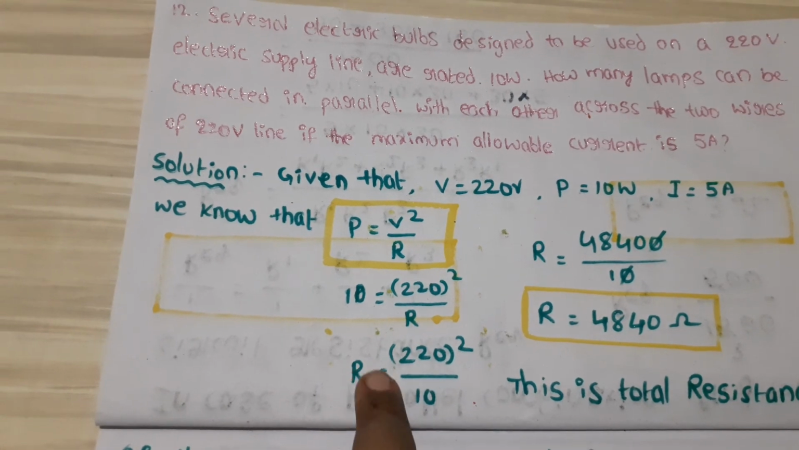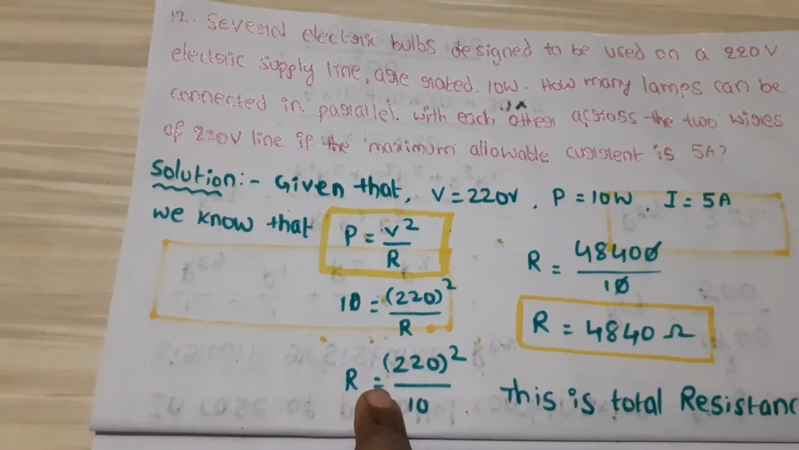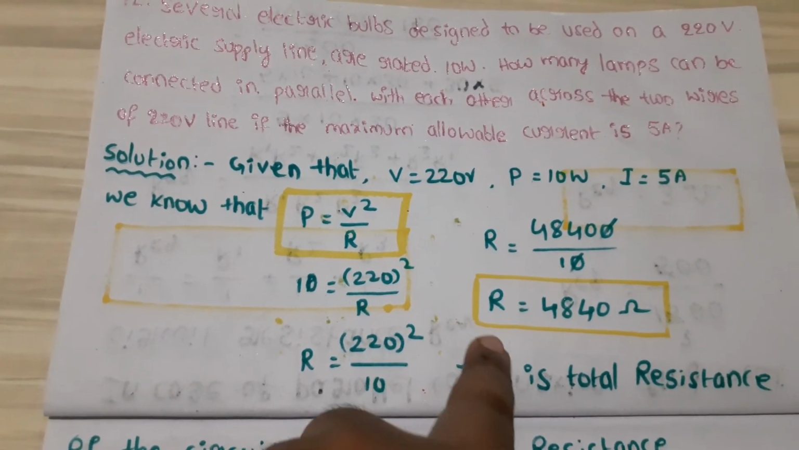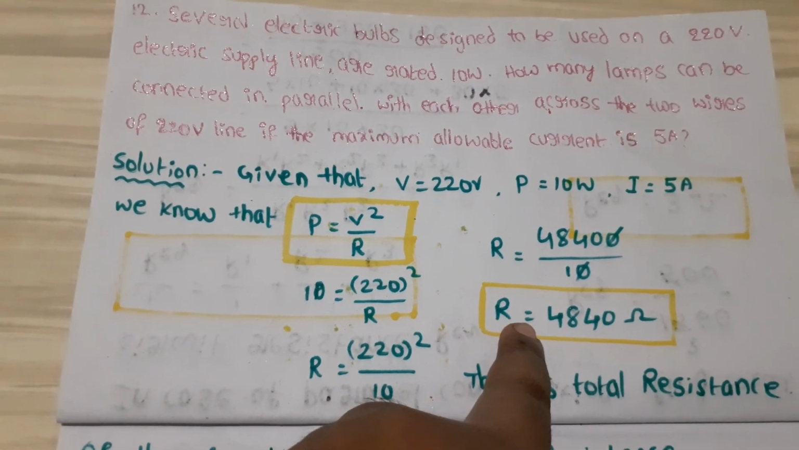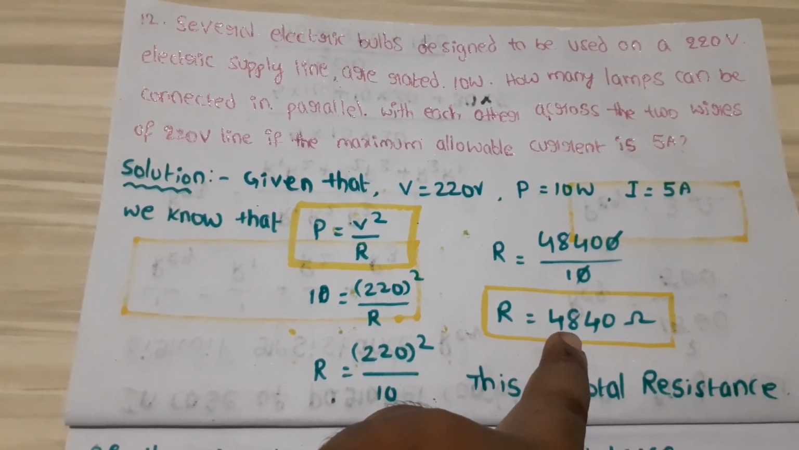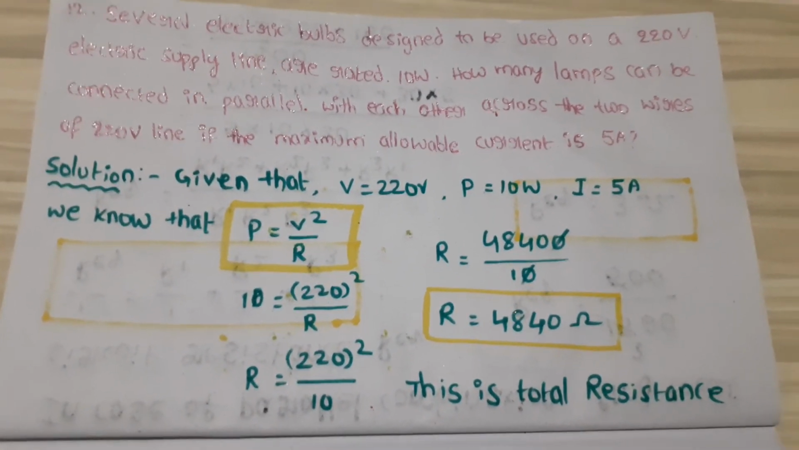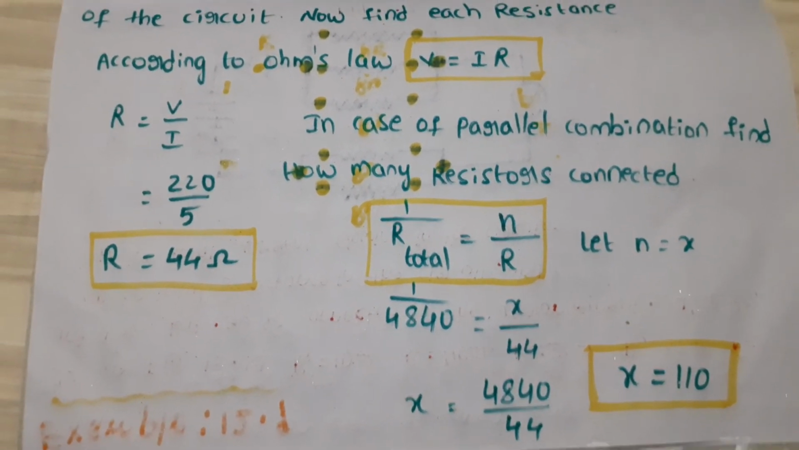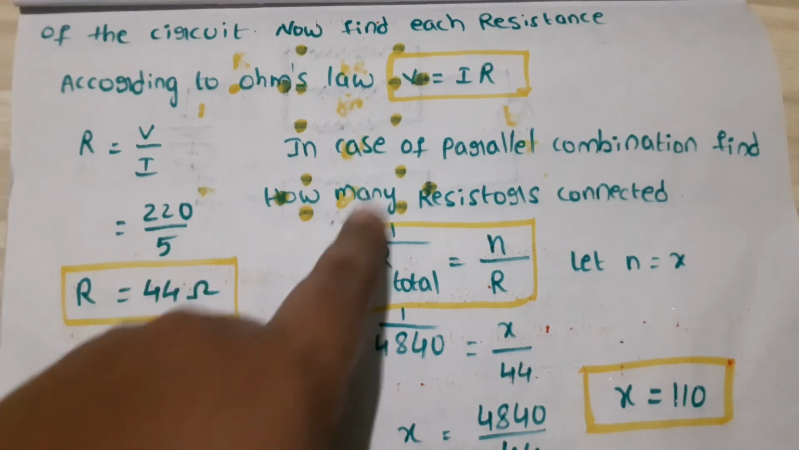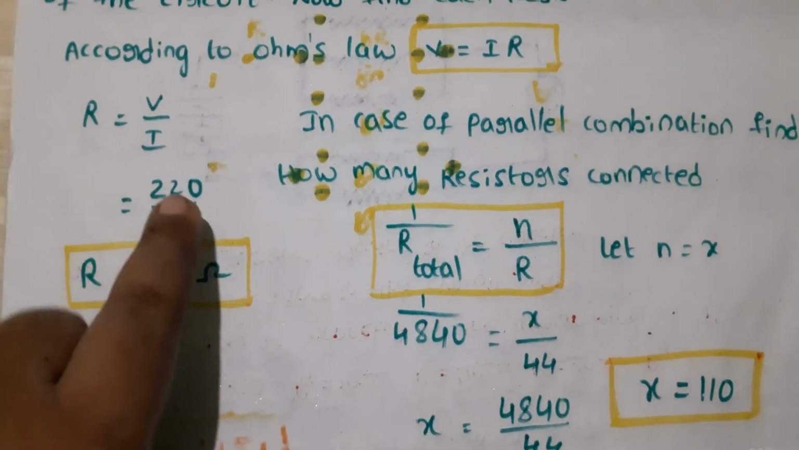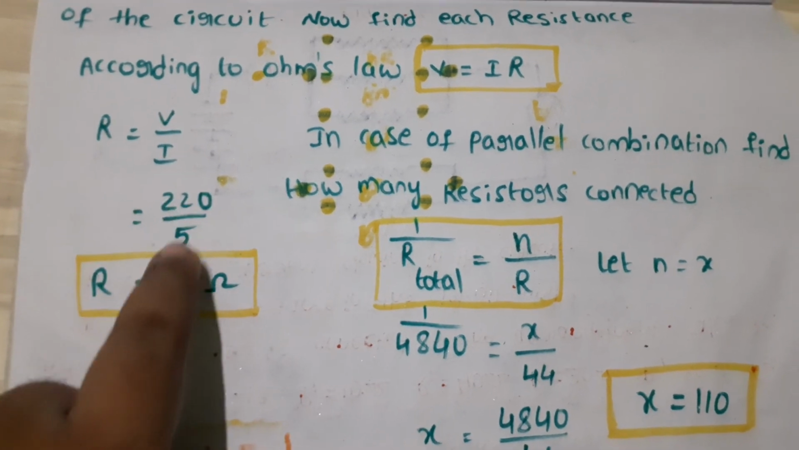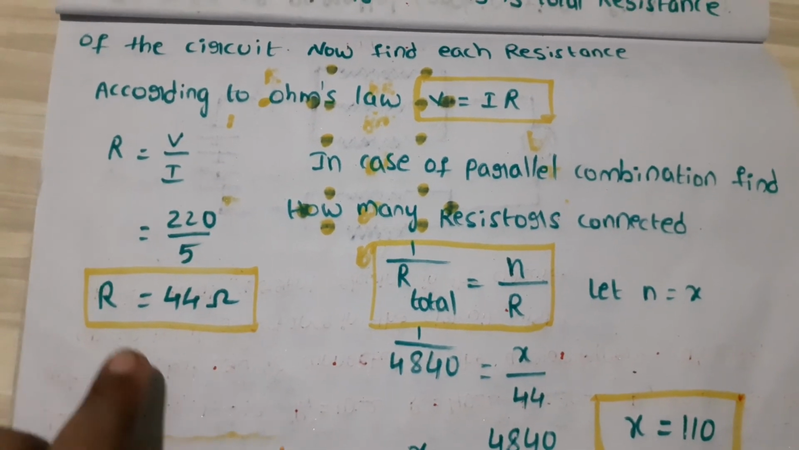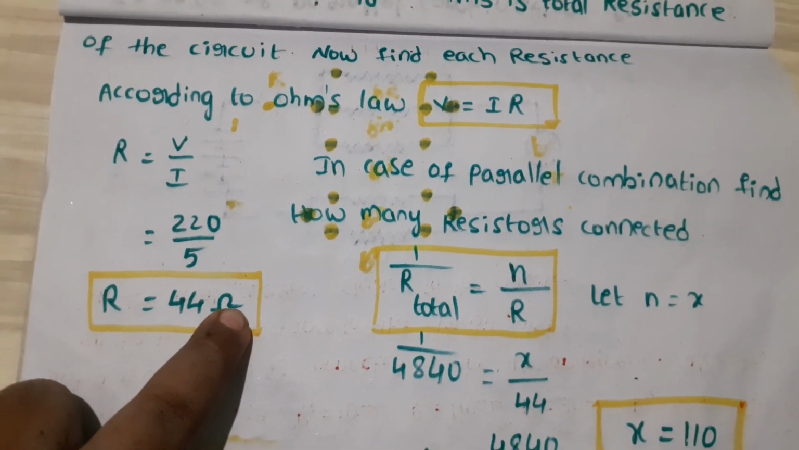R equal to V square by P, V value 220 whole square by P value 10 watt. So the resistance is 4840 ohms. Now I am going to find the total resistance value by using Ohm's law. V equal to IR, R equal to 220 volts potential difference by I value 5 ampere. This is the minimum resistance. So the total resistance value is 44 ohms.